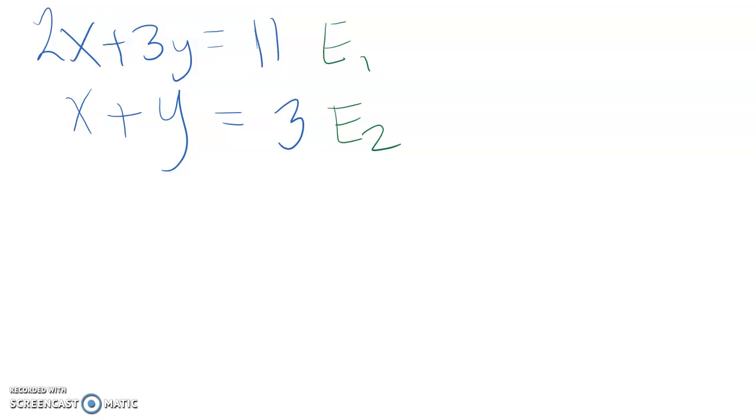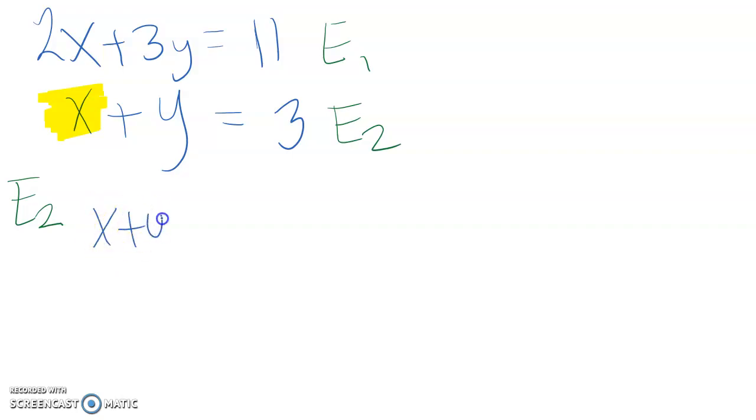When doing substitution, you want to look for something that's the easiest to solve. In this case, both x and y in equation 2 are a little easier because they already have a positive 1 quantity. So I'm going to pick x to solve for. I'm going to use equation 2 and solve for x.